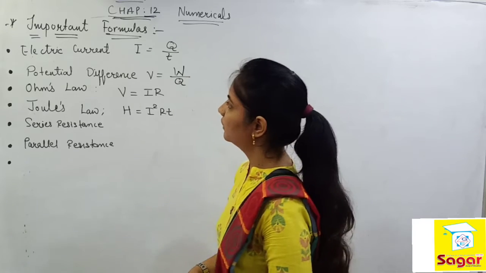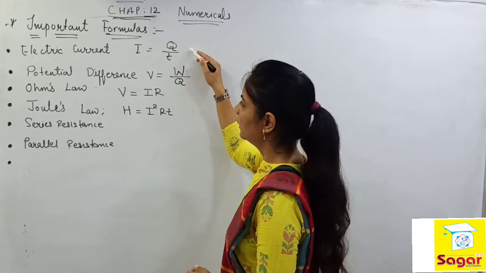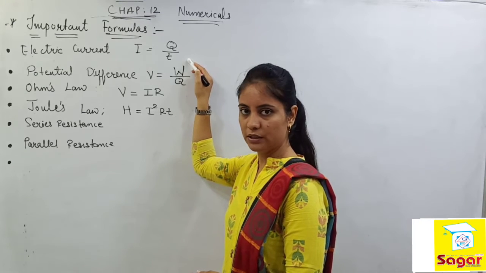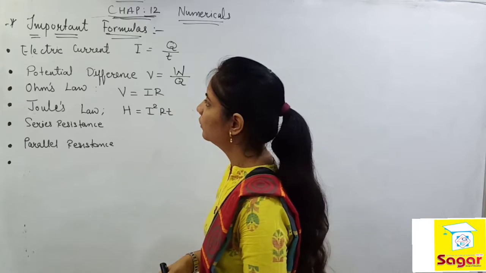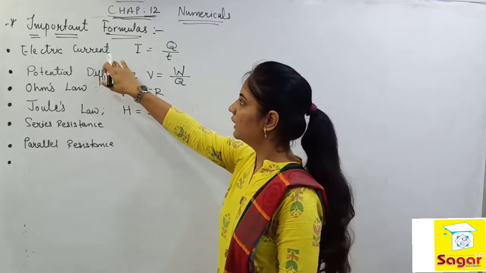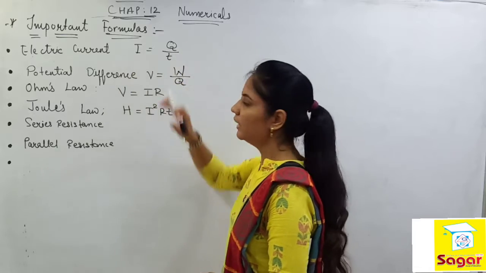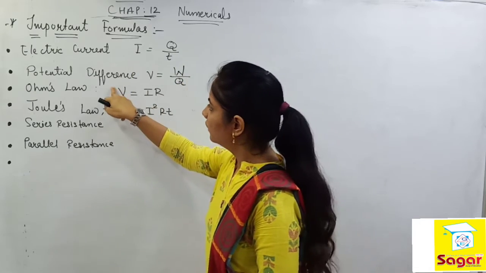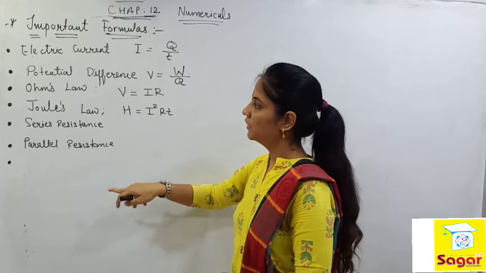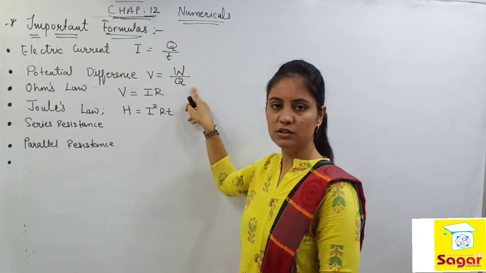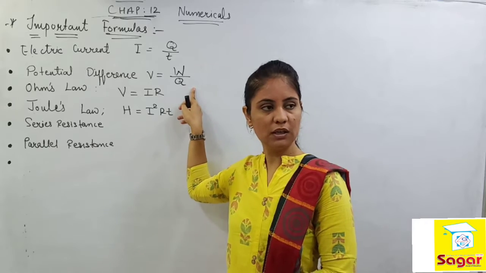If you are given an electric charge in a circuit and a time interval, and they ask us to find the electric current, then to find the electric current in a circuit we have the equation I is equal to Q by T. Next, suppose you want to calculate the potential difference between the two terminals, so this is work done divided by the charge. It is another formula which we can use.